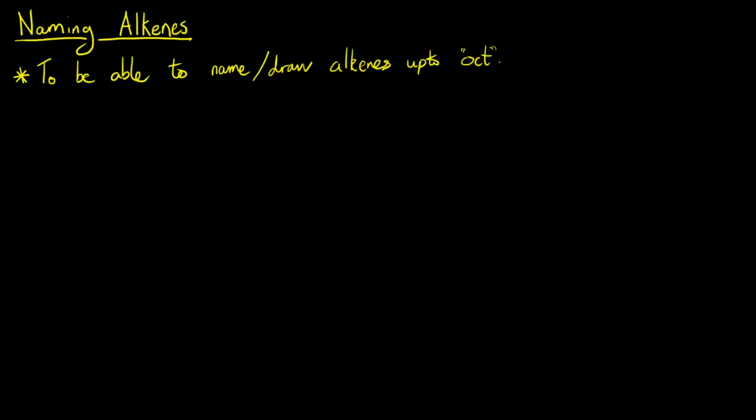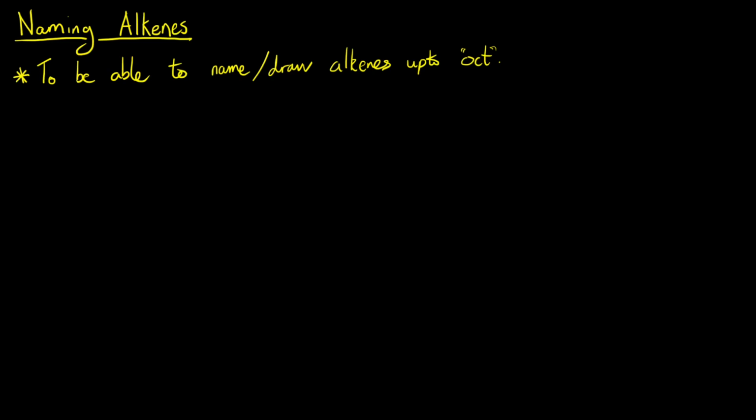And just like when we were talking about naming and drawing alkanes, with the alkenes we need to be able to name and draw structures that contain a straight chain of up to 8 carbons. Don't need to go any higher than that, but 8 is where we need to be comfortable. So all the way from eth up to oct for our alkenes.